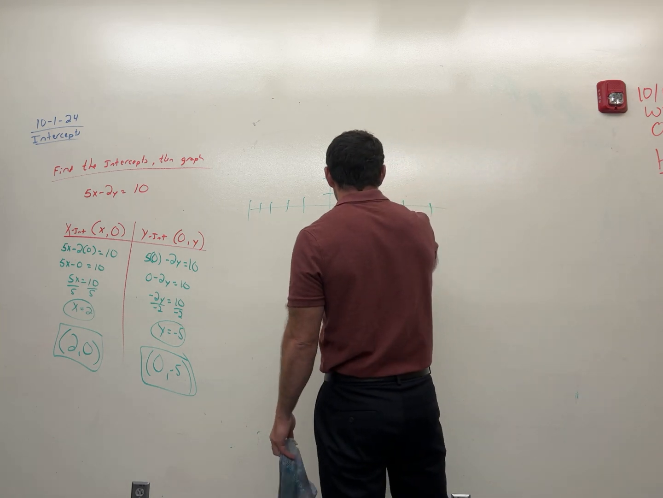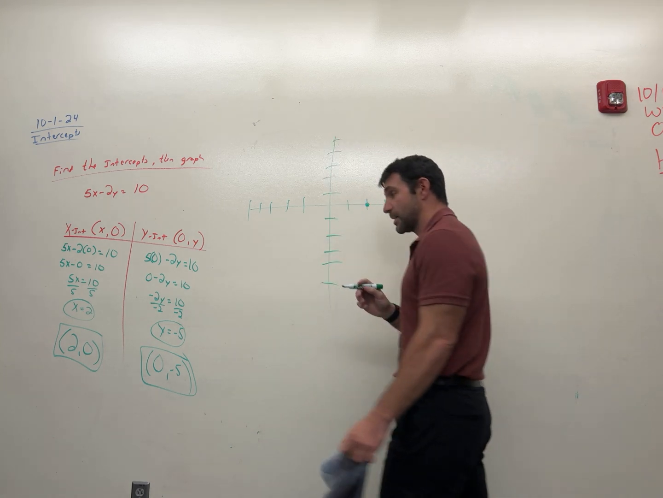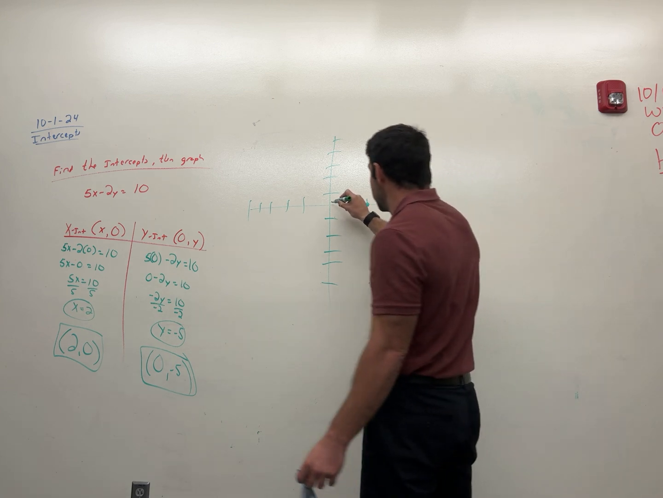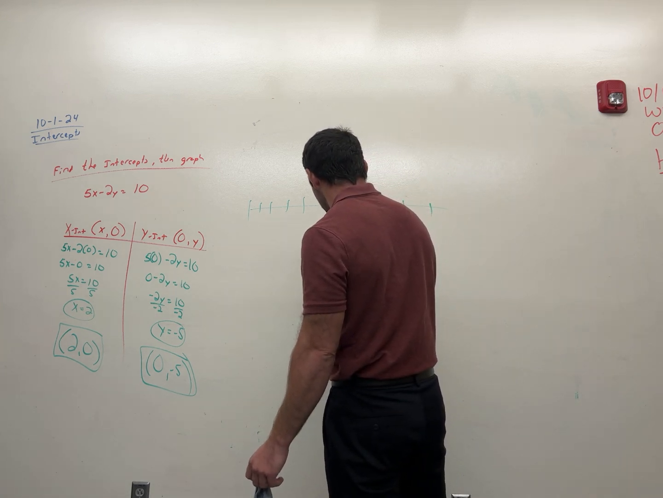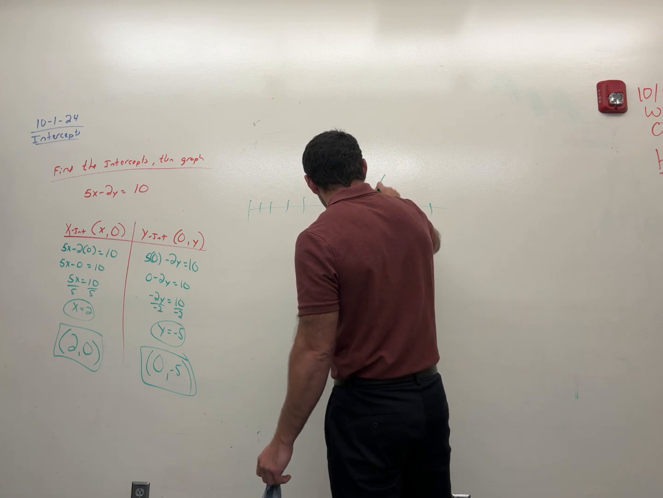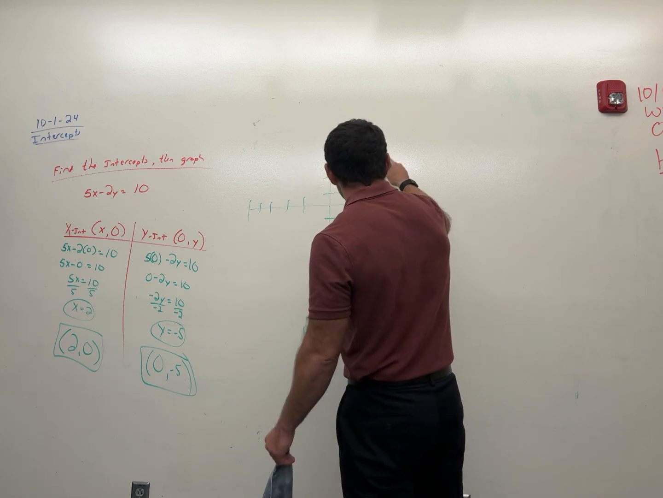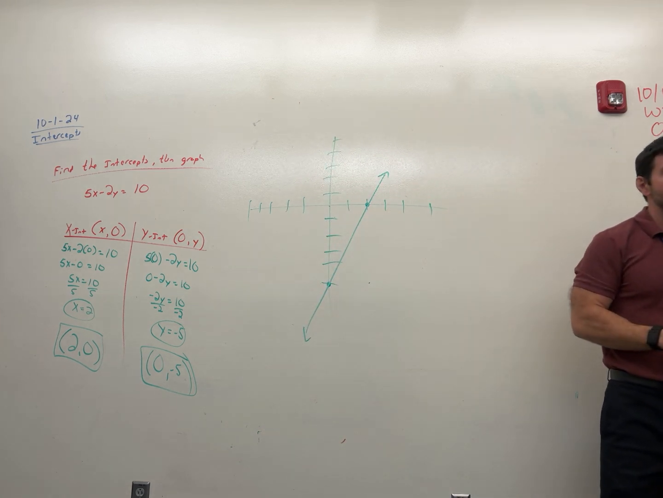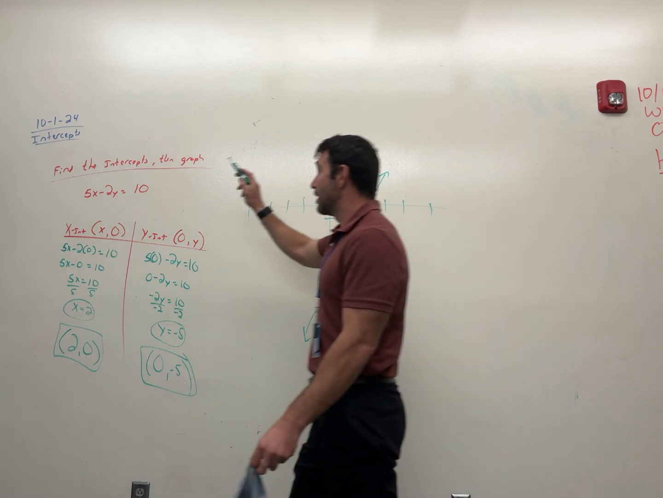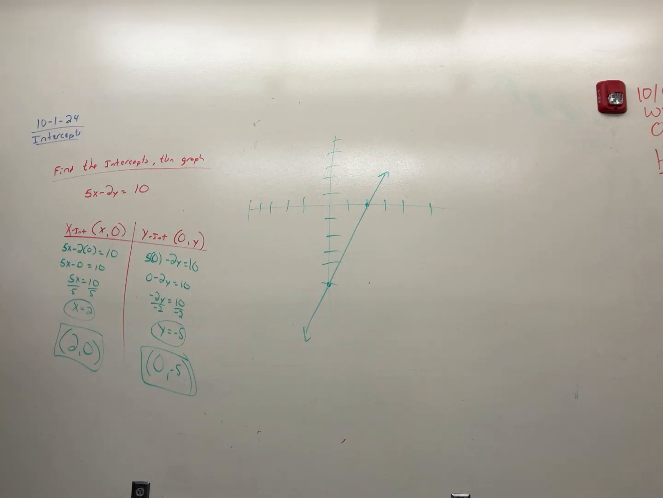Over 2, comma 0. There's 1. That's my x-intercept. My y is 0, negative 5. Down 1, 2, 3, 4, 5. And then we connect. There's my linear equation, my graph of this equation. That's the only line that will be graphed for all of the answers for here.